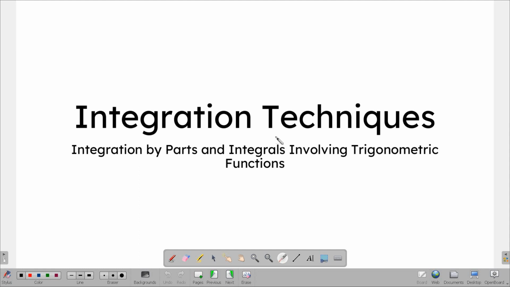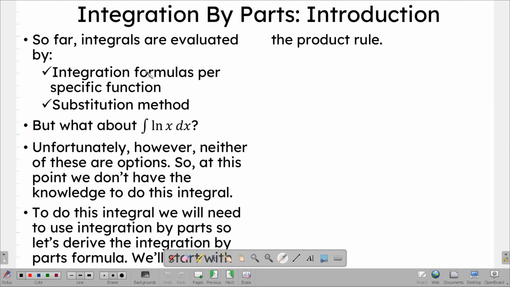In this video, we're going to talk about some integration techniques, particularly integration by parts. So far, integrals are evaluated either by a specific formula for a specific function, or by the substitution method. But what about the integral of ln of x? If we try to start with it, we have the integral of ln x dx. As far as we know, we don't have a function whose derivative is ln x.